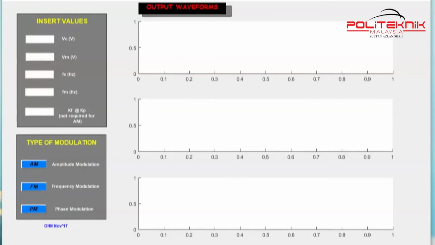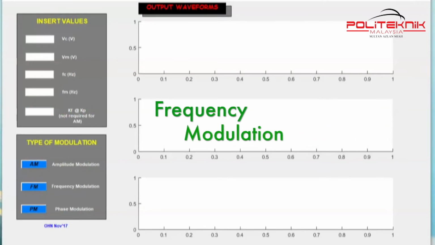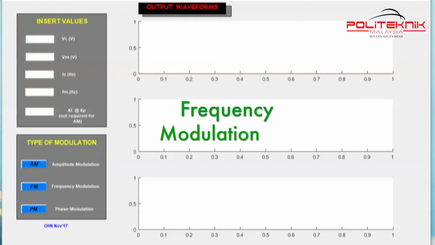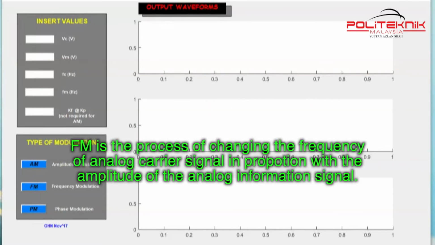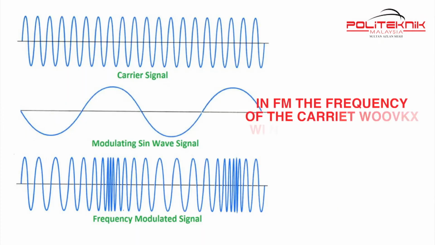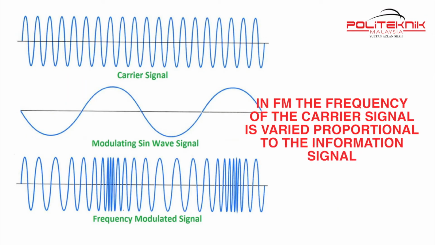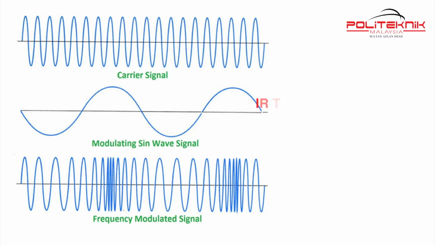The second type of analog modulation is known as frequency modulation, FM. FM is the process of changing the frequency of the analog carrier signal in proportion with the amplitude of the analog information signal. In FM, the frequency of the carrier signal is varied proportionally to the information signal. But still, the amplitude and phase of the carrier signal remain unchanged.